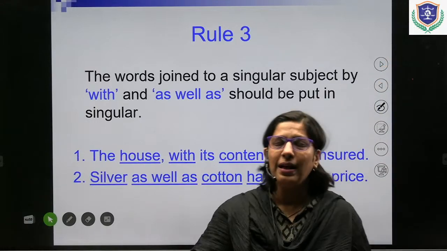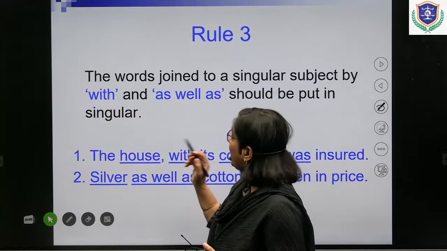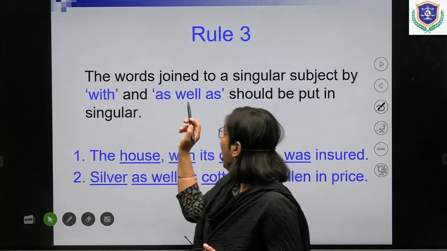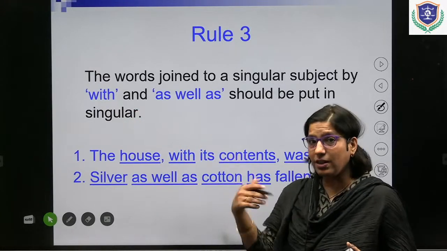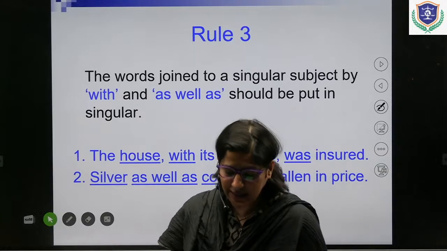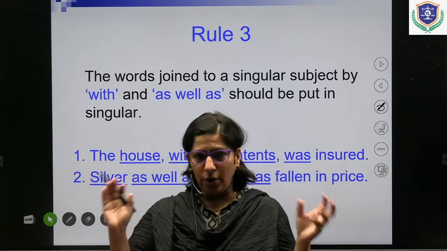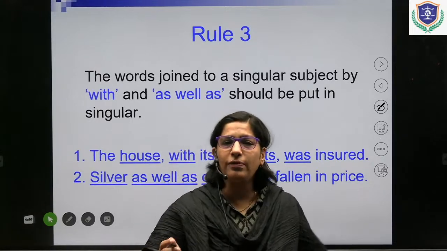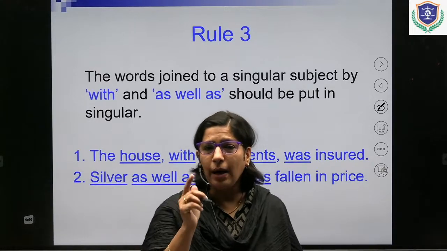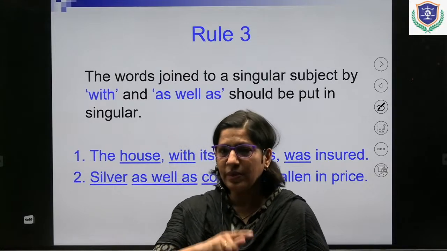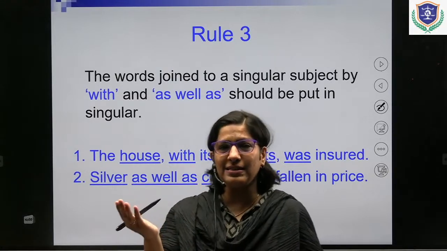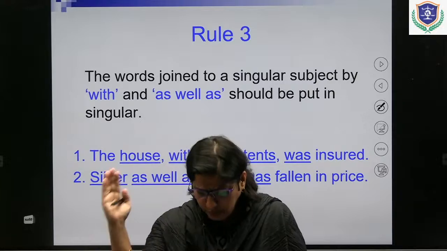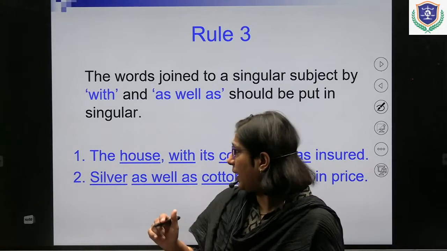This says, yesterday I told you that when we have words like with, as well as and along with, the moment you see these three words joining two subjects, you have to follow the number of the first subject, ignore the number of the second subject, and go ahead with your verb form. Okay, so that is there.